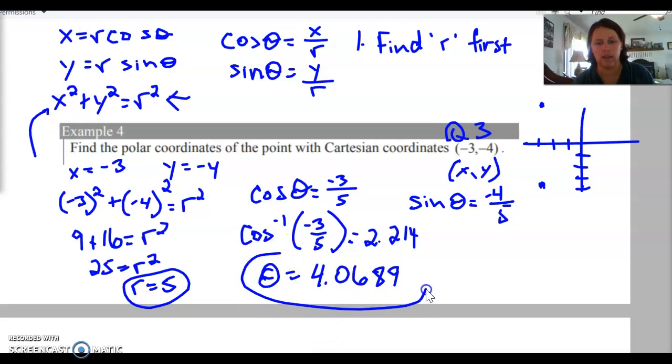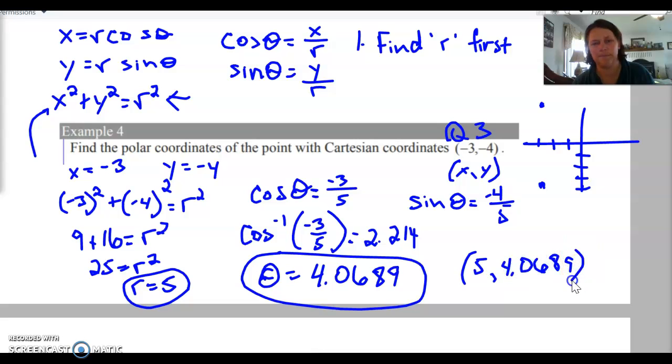So that is my r value and my theta value, and we can write them as a polar coordinate. So we have (5, 4.0689).